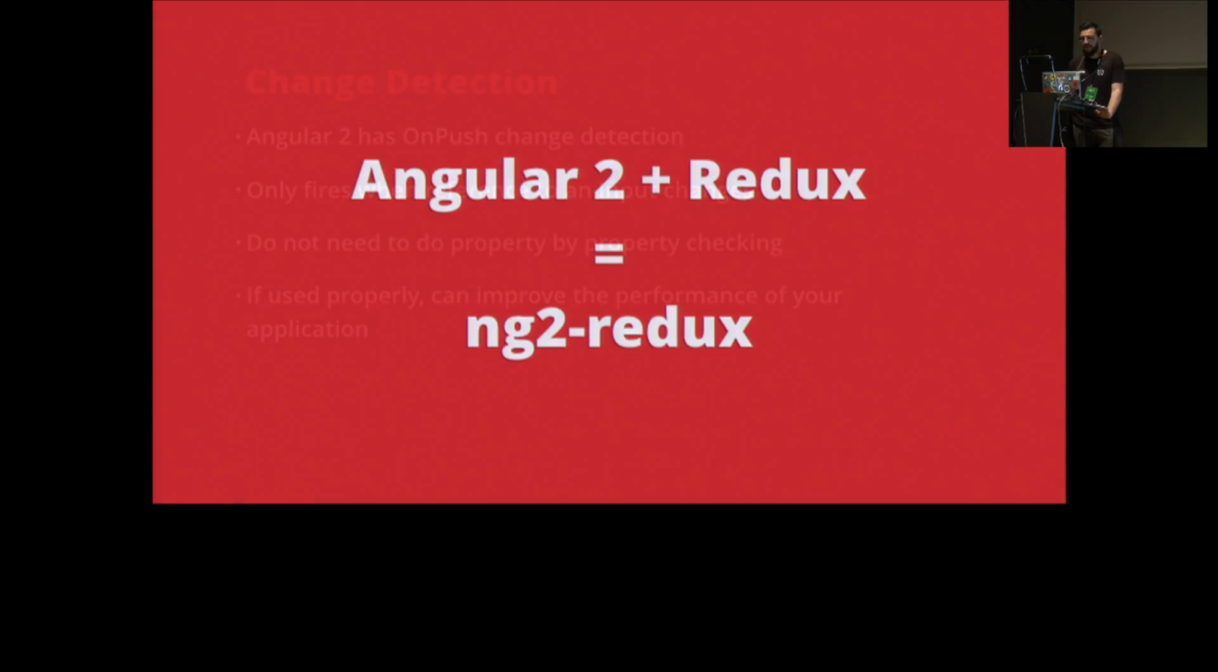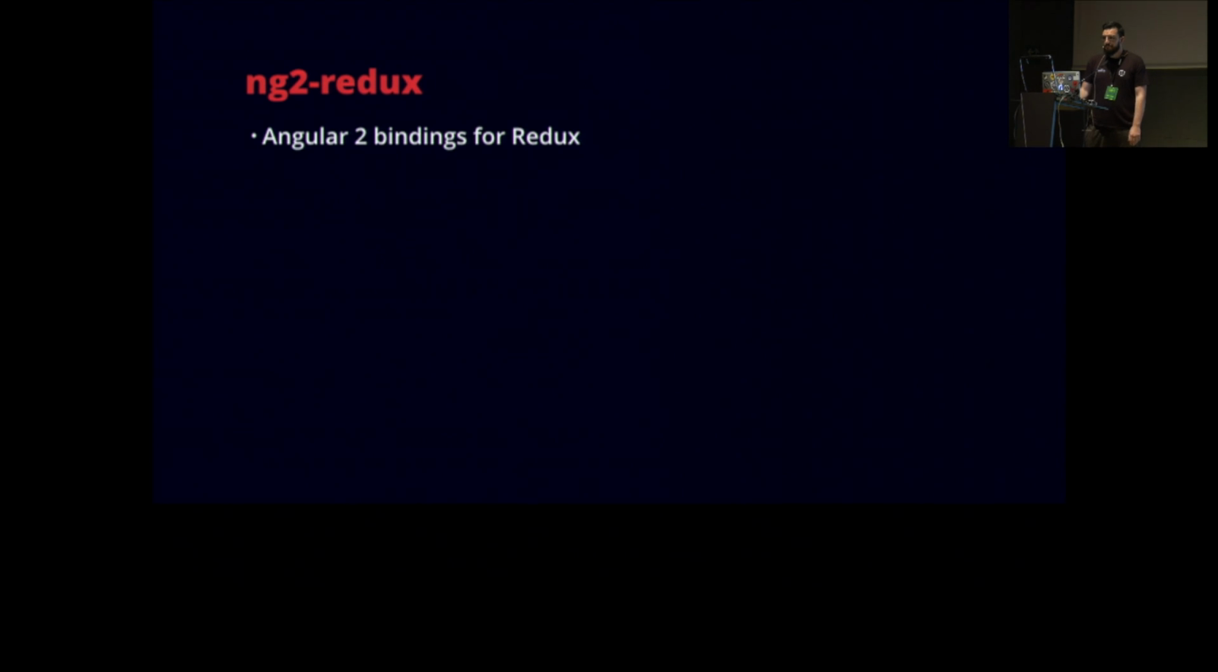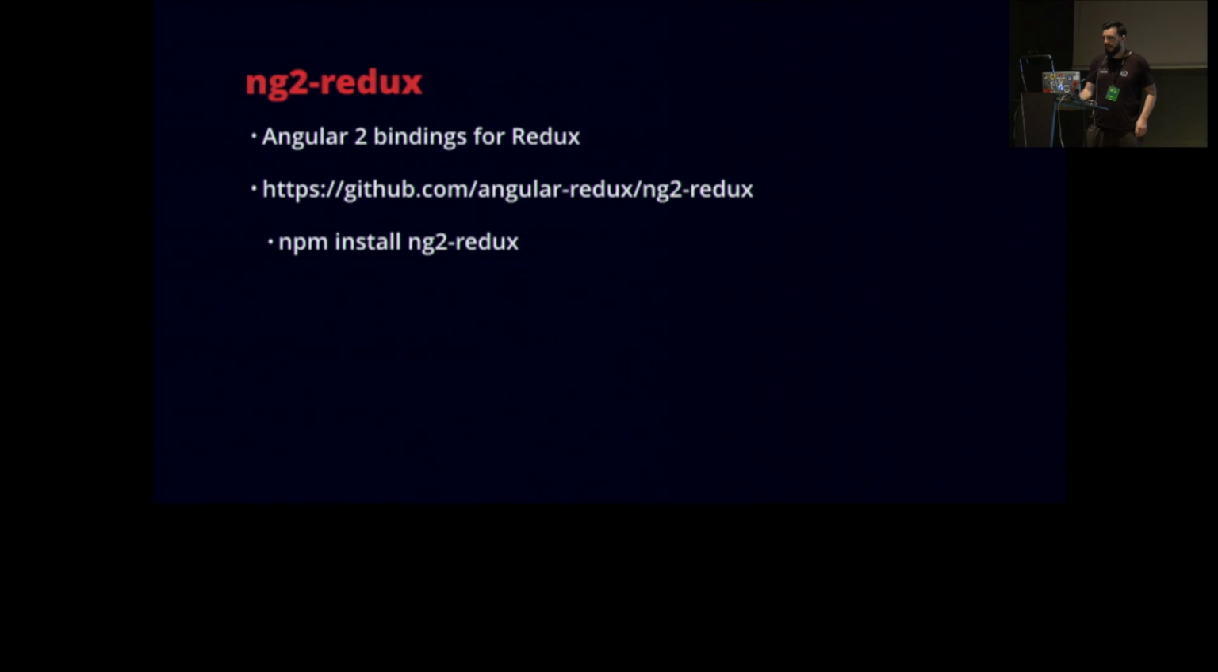Now that I've gone over a bit about the basics of Redux, I'm going to talk about how to use Angular 2 with Redux, with a library that I've been working on called NG2 Redux. It's Angular 2 bindings for Redux, and the goal of the library is to make working with Redux feel as natural as possible within an Angular 2 application. You can find it on GitHub: npm install ng2-redux.